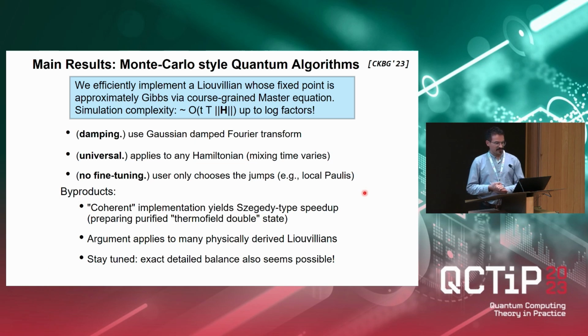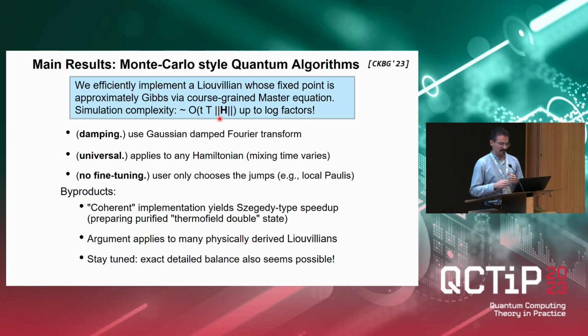And so this arrives at the conclusion slide. One of the main results is that we can efficiently implement a Liouvillean whose fixed point is approximately the Gibbs state, and this Liouvillean is the one given by the coarse-grained master equation. The simulation complexity is also nice, up to logarithmic factors. It goes linear with the time, how long you want to simulate it, the norm, the strength of the Hamiltonian, and linear in t, which was this interaction time parameter in this coarse-grained master equation, and some log factors. So once we are done with this, we can simulate nature, and if nature nicely converges, then we can reproduce that.